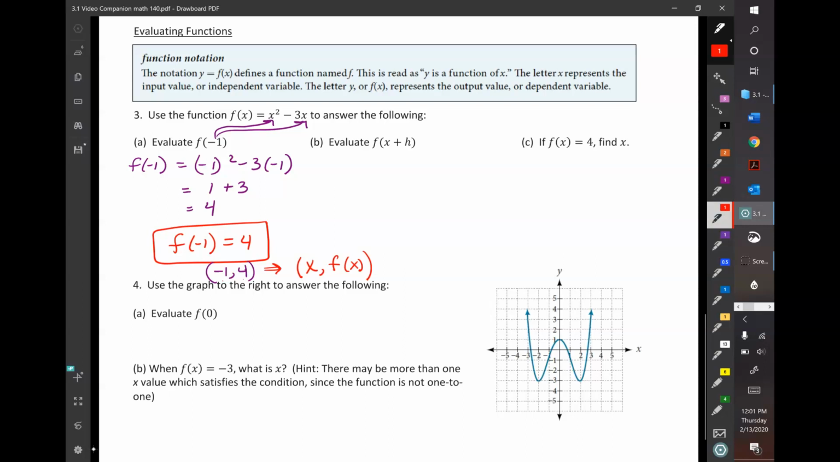B is a little trickier. You probably haven't seen too much of this. We're going to take an expression here, x plus h. So that's my input. So f of x plus h. I'm going to take that in parentheses, that's my input, and I'm going to put it everywhere I see x in my function. Okay, so I'm going to write this up. I'm going to rewrite the function here too. f of x equals x squared minus 3x. So right there, I'm just bringing it down.